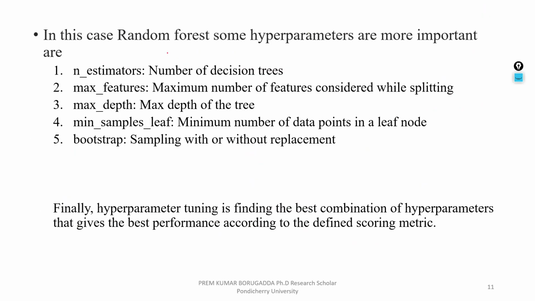In the case of classification, that is the random forest classifier. Some of the important hyperparameters are n_estimators. n_estimators is nothing but the number of decision trees. Random forest is nothing but a combination of trees, so that is the number of trees.